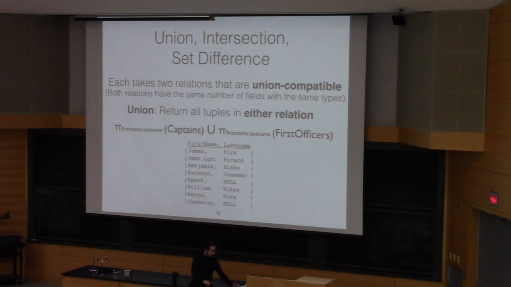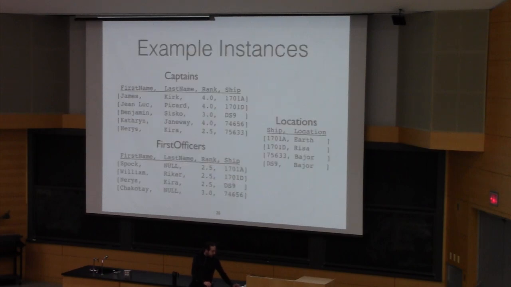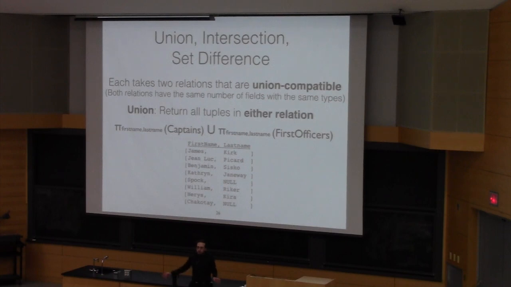But let's go back to the example data slide. You'll note that Kieran Aris appears in both captains and first officers. A couple of episodes where she's a captain. In that case, if we're working with set relational algebra, we need to make sure that only one copy of that tuple makes it through the query. So as you can see, there's only one copy of Kieran Aris in this output. If we were working with set relational algebra, the tuples need to be unique. If we're working with bag relational algebra, then this would have two copies of Kieran Aris.